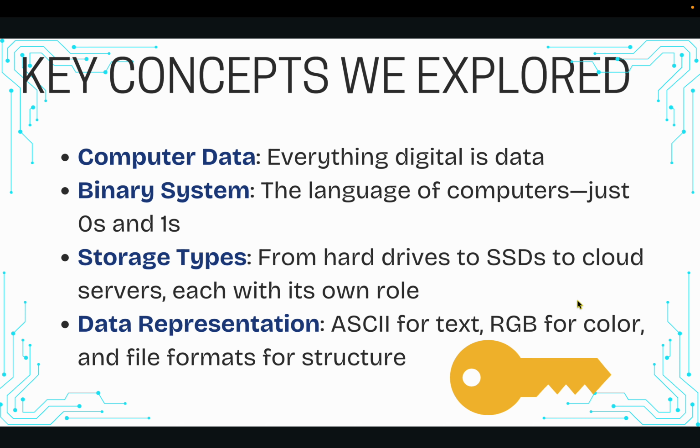You also have different types of storage. You could have the ones that are directly inside of your hardware. You could have temporary storage or secondary storage through USBs or SD cards. And then you also have your cloud storage as well. And for data representation, remember that ASCII is for text, RGB is for color, and file formats are for structure, so your directories or your file folders. And all of these, again, go back to your zeros and your ones.